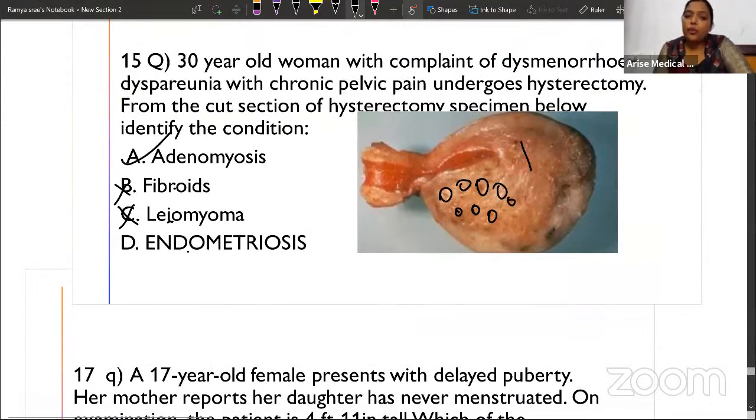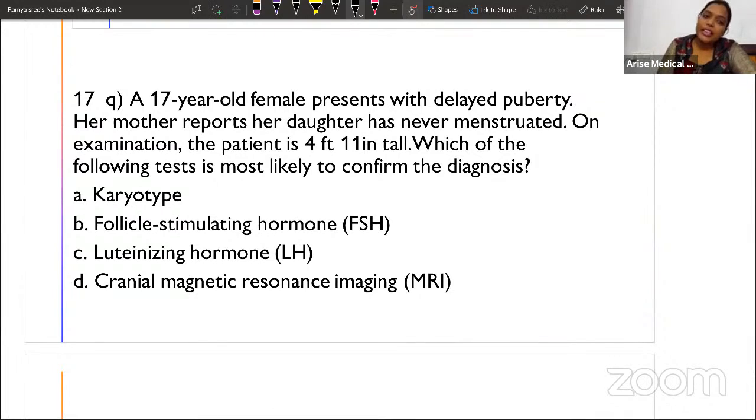A 17-year-old female presents with delayed puberty. Her mother reports her daughter has never menstruated. On examination, the patient is 4 feet 11 inches tall. Which of the following tests is most likely to confirm the diagnosis? Karyotype, follicular stimulating hormone, luteinizing hormone, cranial MRI.